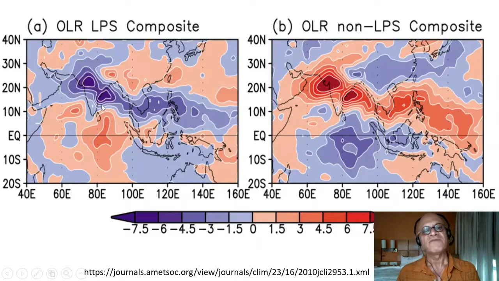So we have mentioned already the 10 to 20 day systems, which tend to come towards the northwest, and the 20 to 90 day systems, or 20 to 60 day systems, which go northeastward. Right? So this is the non-LPS composite, where you have OLR is high, means you have basically no convective systems, right?